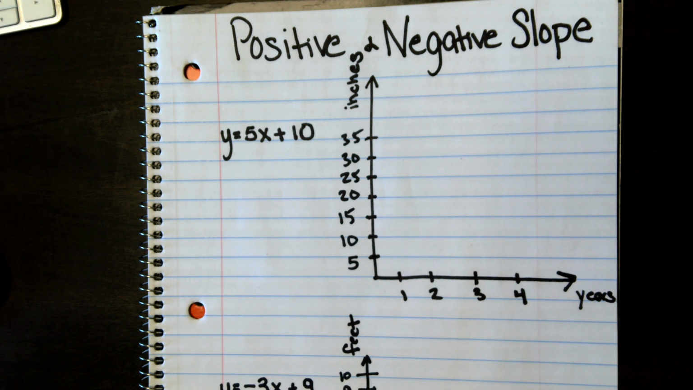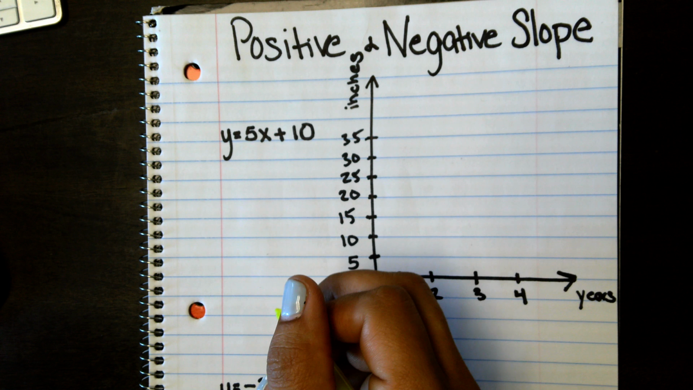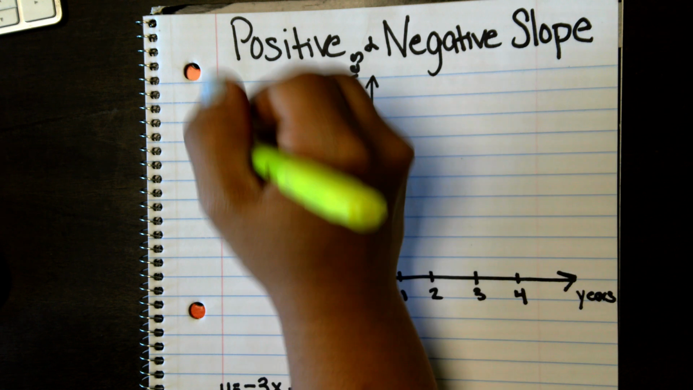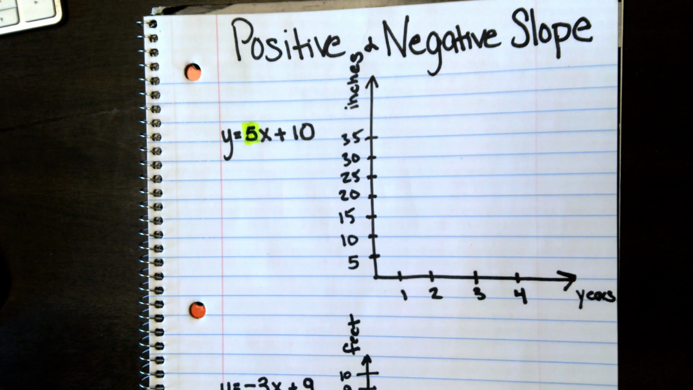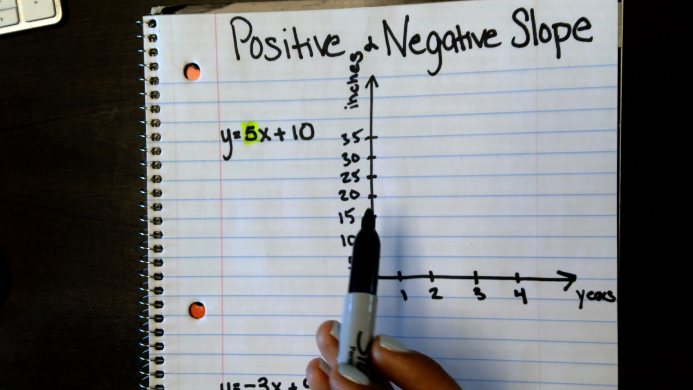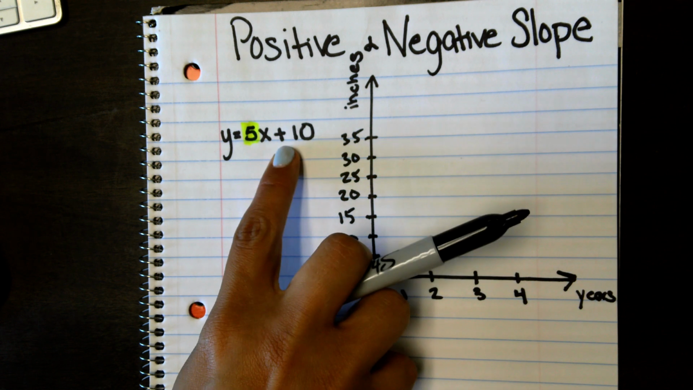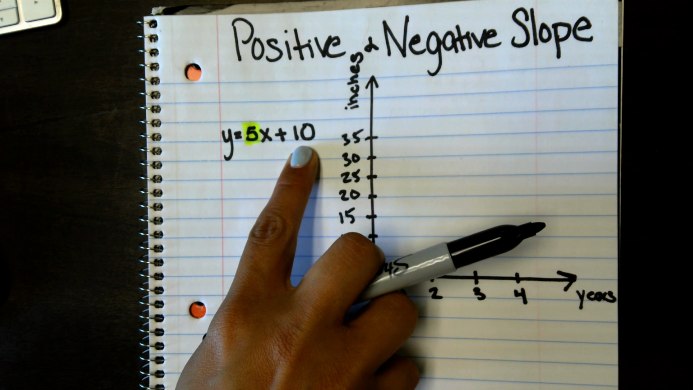So here I have the equation y equals 5x plus 10. Where's my slope? Well, if you remember from a previous video, my slope, my rate is right here in front of the x, which is positive 5. So if I were to throw this on the graph here, I know that I have a situation that the starting amount is at 10, right?